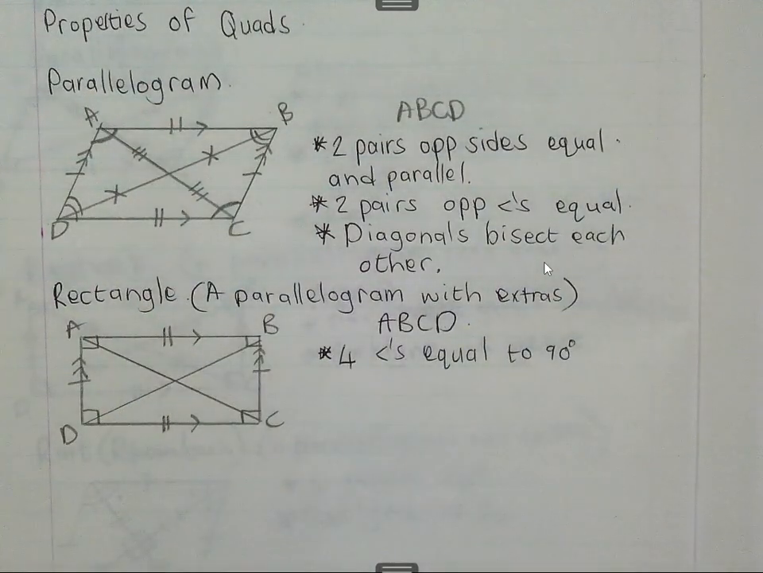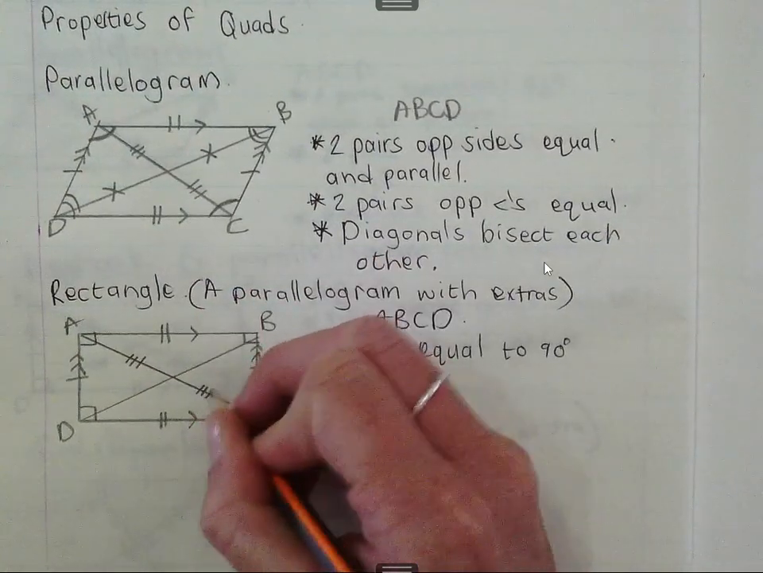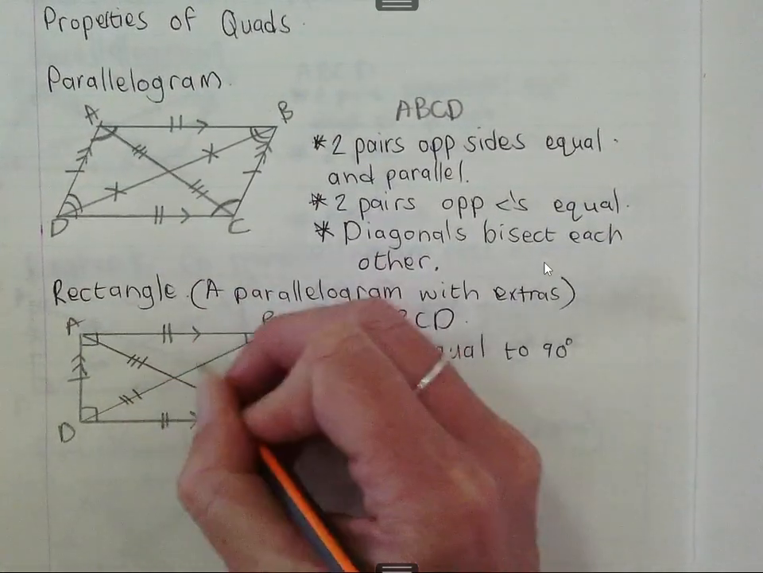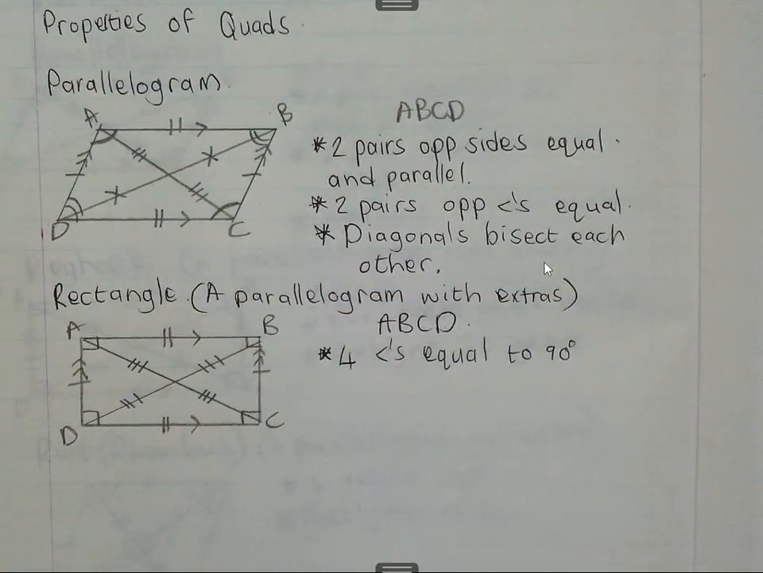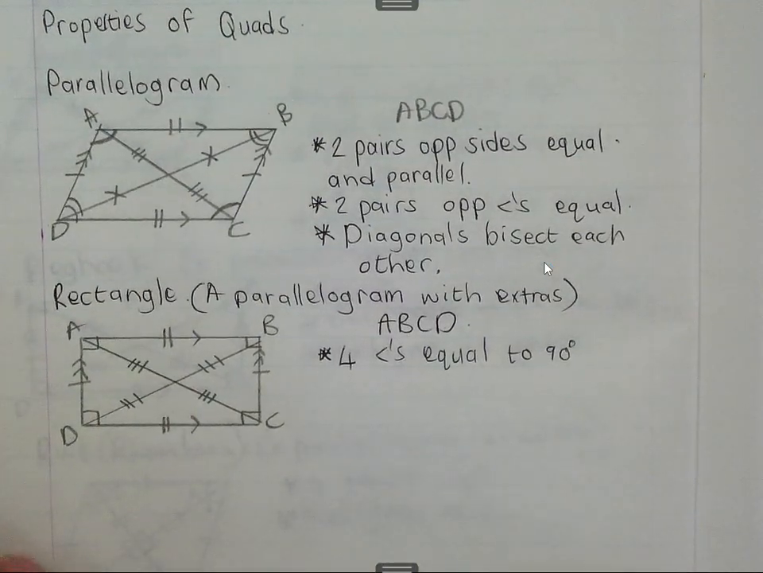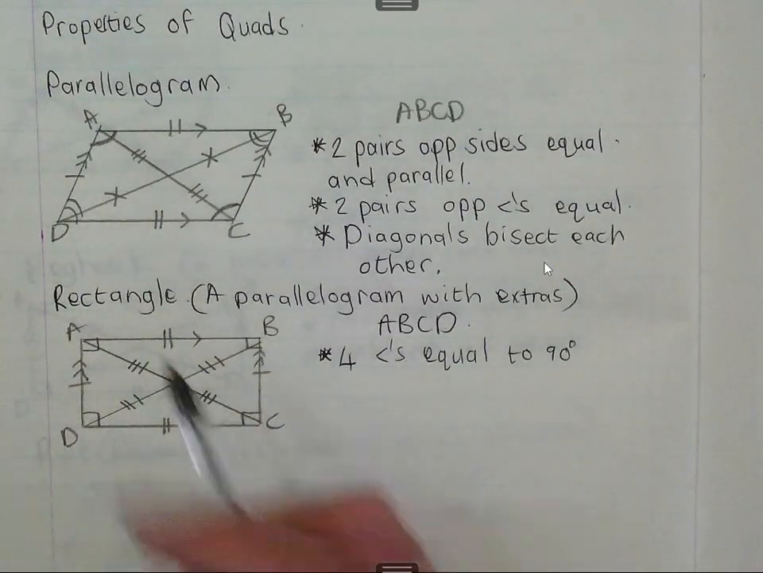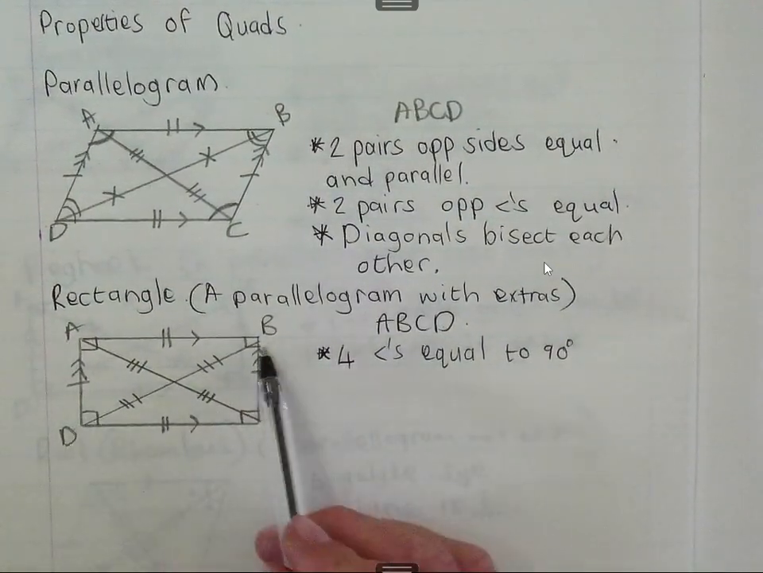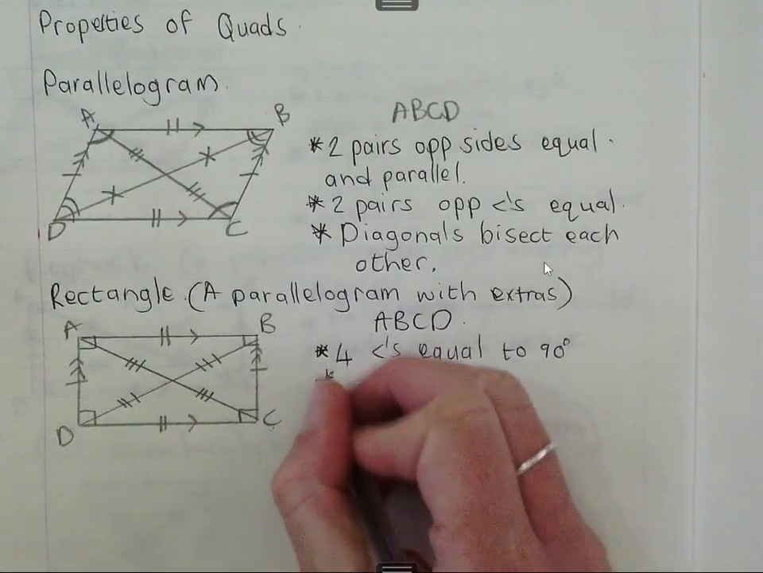Because this is a parallelogram, we know that the diagonals bisect each other. Do any one of you notice something special about the diagonals? They're equal. You see that? AC and BD are the same length. That's the something special we have here.